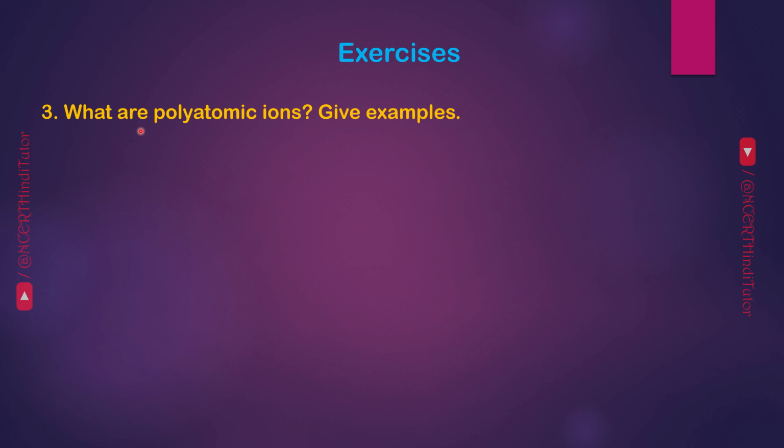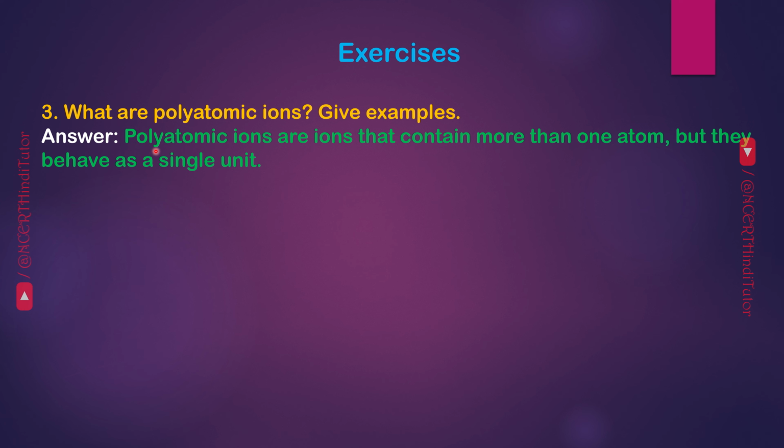Question 3. What are polyatomic ions? Give examples. Answer. Polyatomic ions are ions that contain more than one atom but they behave as a single unit. Example: CO3 2-, H2PO4-.